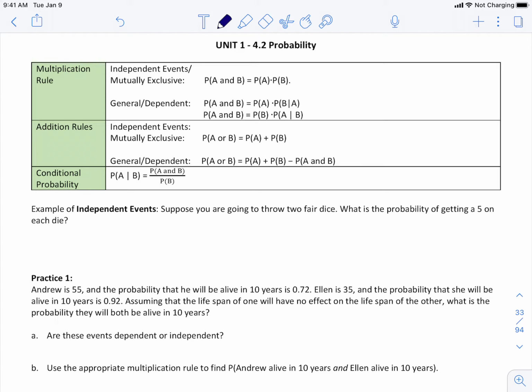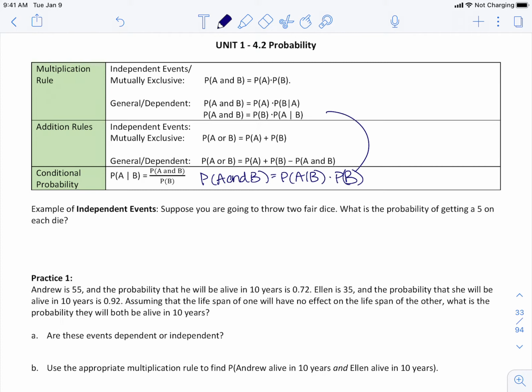Conditional probability: the probability of A given B is the probability of A and B divided by the probability of B. And you can see with simple algebra that these are the same. If I multiply by the probability of B, we have that the probability of A and B is equal to the probability of A given B times the probability of B.